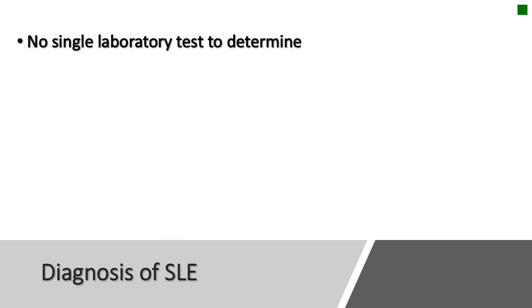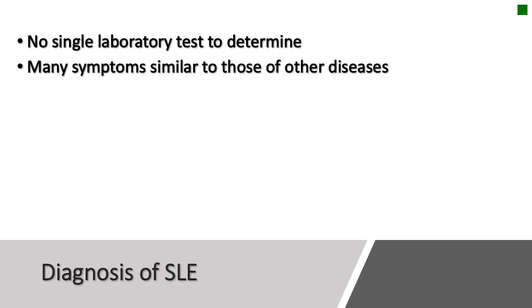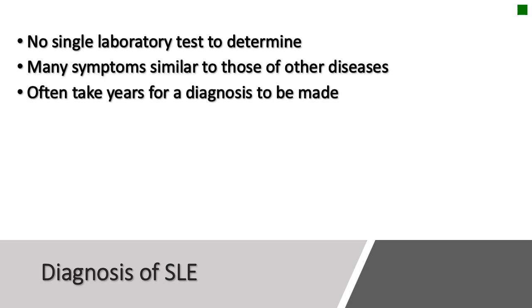Now, in order to diagnose this particular disorder, SLE, the American Rheumatological Association says that there is no single laboratory test that can determine if a person has lupus. Many symptoms of lupus are similar to those of other diseases, which is natural, because if it is a systemic disease, obviously you will be able to see many symptoms spread all around the body and imitating each other to some extent. It often takes many years for diagnosis to be made. That means it has a slow onset.